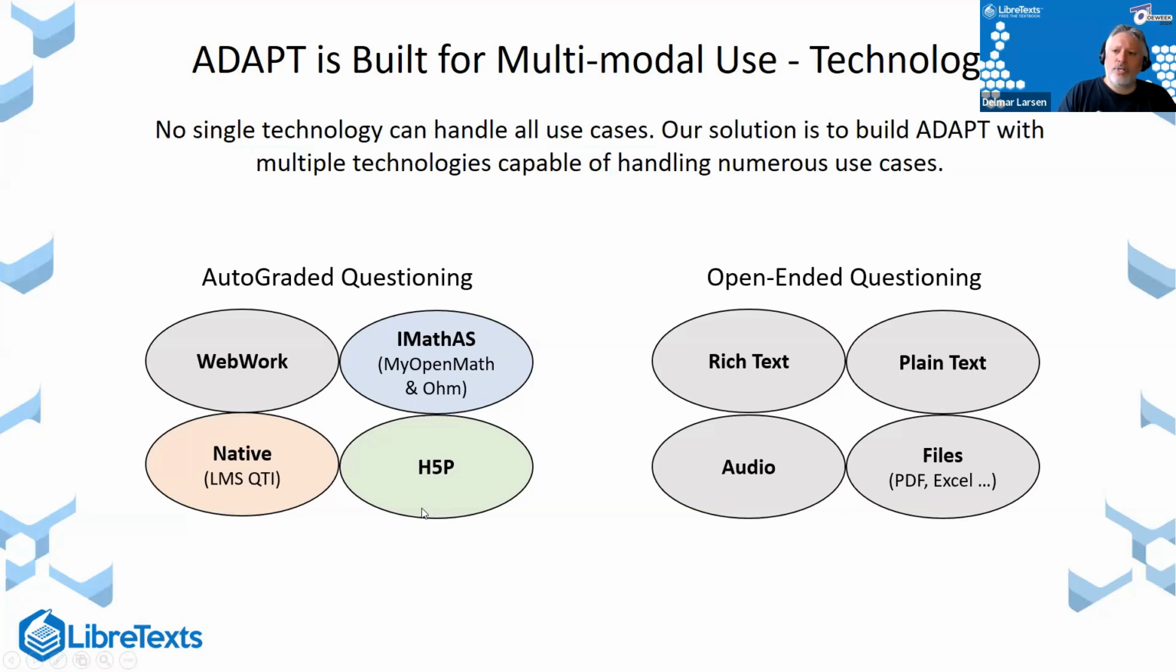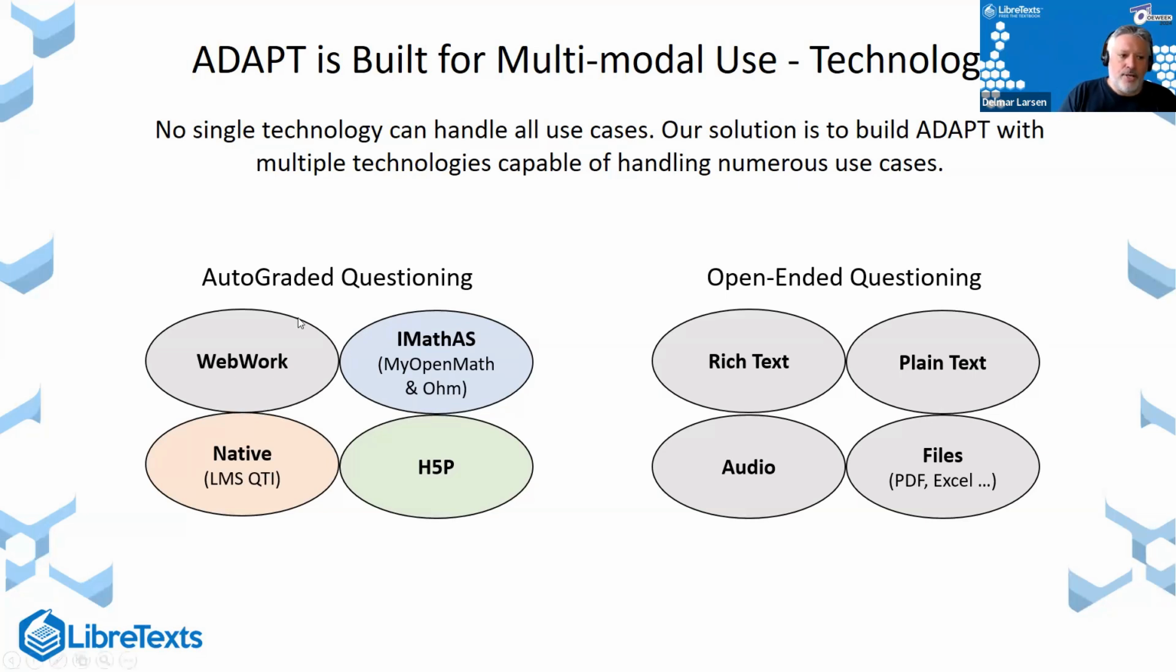H5P is the third technology within our infrastructure. It's a more graphical infrastructure. It's gotten quite popular in the last 10 years in the open community. And lastly, we have native, which is our term for technology embedded into Adapt, its core component, and that includes the questioning type that's in learning management systems, what's called QTI, or Question and Test Interoperability. So most question banks in learning management systems, with the exception of Moodle, will use QTI that we can then integrate into our platform.